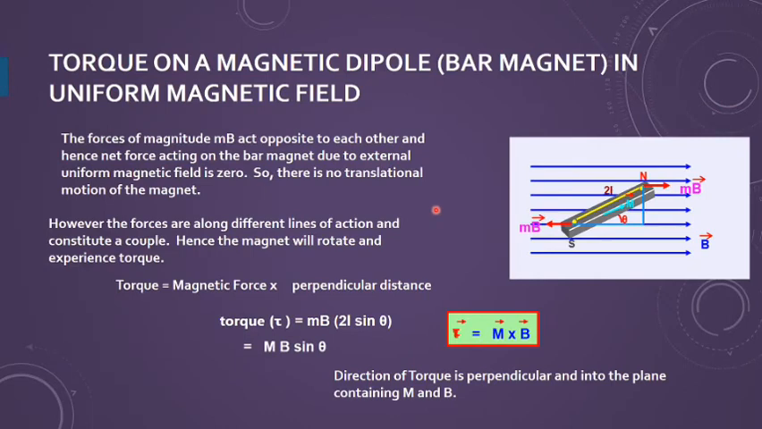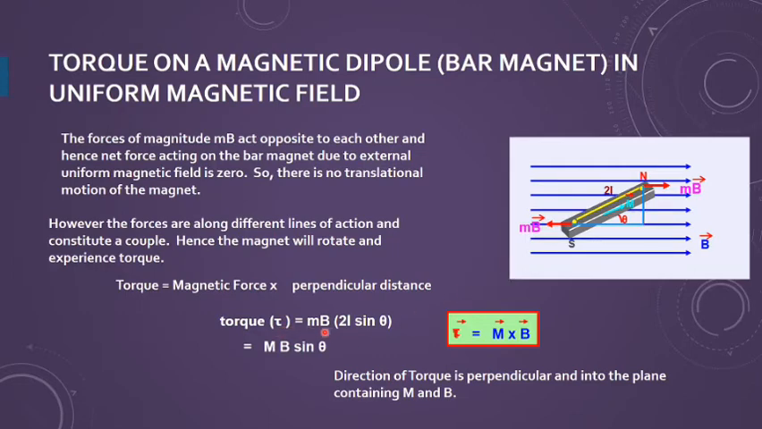Of course, again, as done for an electric dipole kept in a uniform electric field, similarly, if I keep the magnetic dipole in a uniform magnetic field, the forces which are acting can be written in terms of pole strength, mB, and then you can find the torque, that is either force into perpendicular distance. If mB is the force, 2l is the distance, and theta is the inclination angle, then the perpendicular distance will be equal to 2l sine theta. And you can find the value of torque.